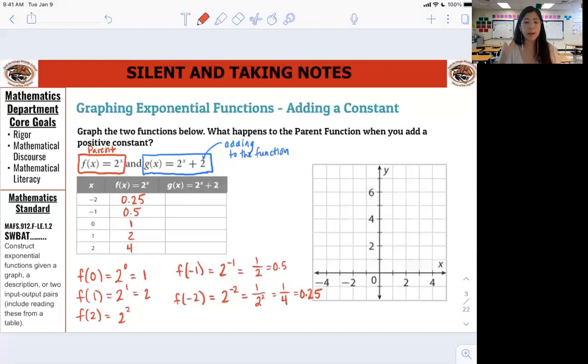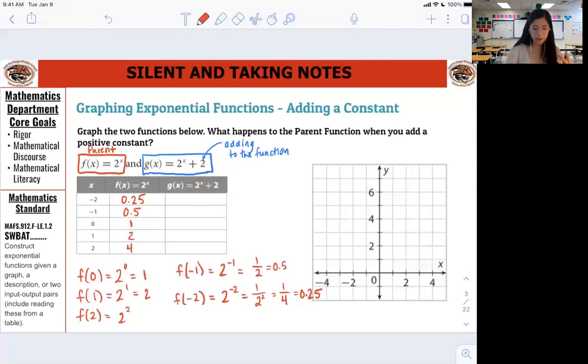So we've got our values. We're all good on f of x. So now we've got to fill in g of x. Well, g of x is just the same thing as f of x, but then what do I do to the f of x? Mathematically, it's just telling me to add 2 to whatever I got with f of x.